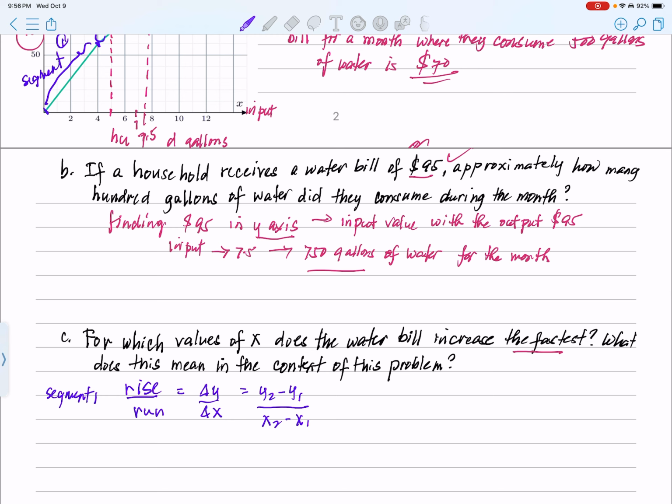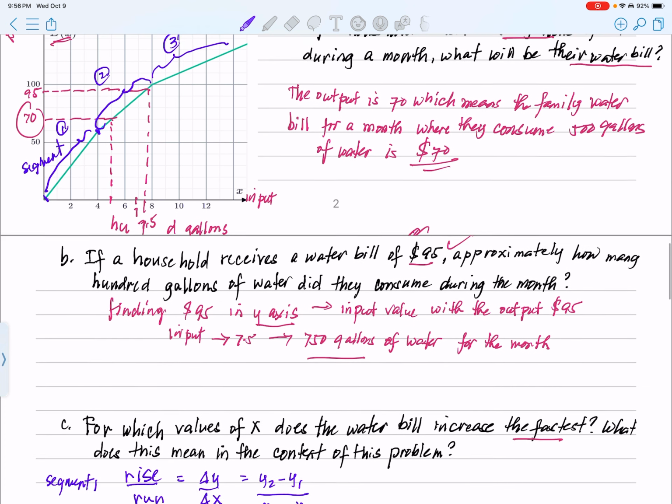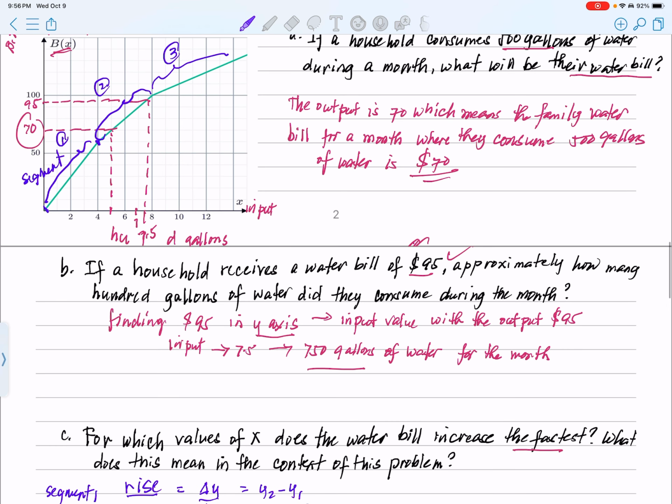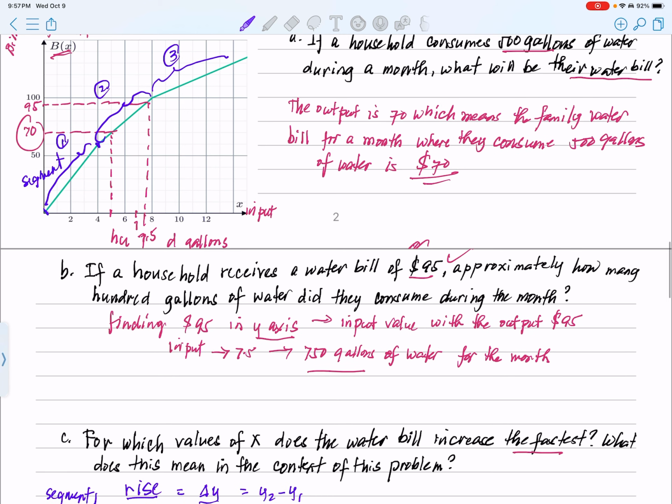Okay, let's do this. Let's look at the y. I'm gonna use this segment here. I'm gonna use this point 0, 0, and this point right here.